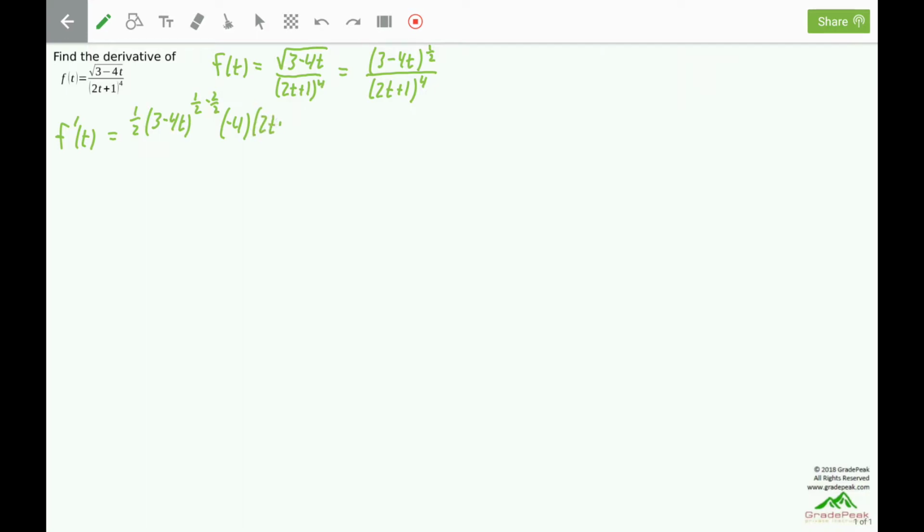Times the denominator left alone, 2t plus 1 to the fourth, minus the numerator left alone, 3 minus 4t to the 1/2, times the derivative of the denominator, which is bring down the power 4, leave its inside alone, 2t plus 1, subtract 1 from its power, and then multiply by the derivative of the inside to complete the chain rule. Now this entire thing is divided by the denominator, 2t plus 1 to the fourth, quantity squared.